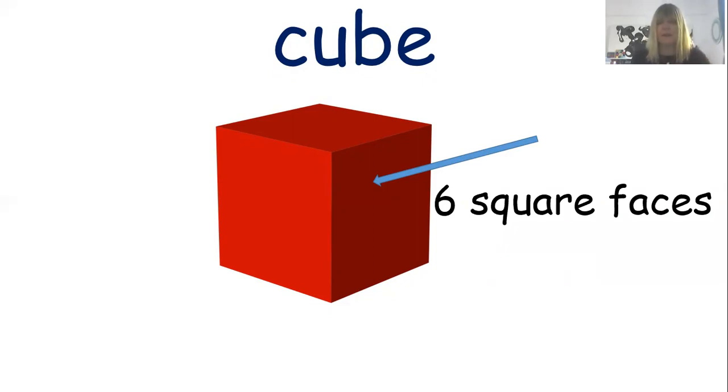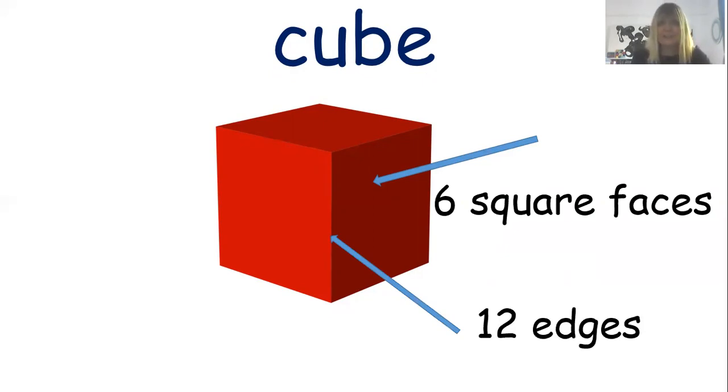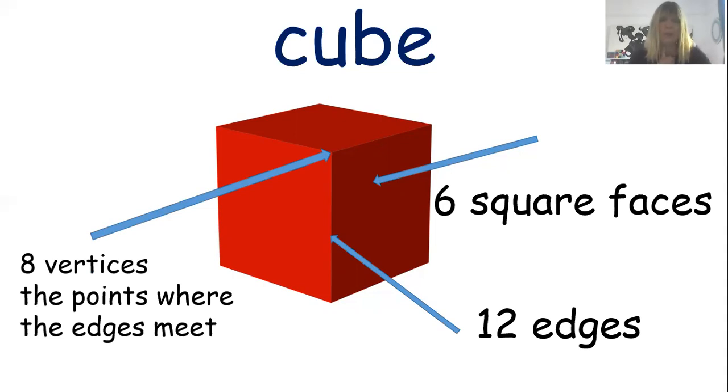It also has edges, and quite a lot of them. Not 6, 7, 8, 9, 10 or 11, but 12 edges. It also has the vertices, which we now know are the points where the straight edges meet. And our vertices are there, and all the other corners, and there are 8 of them on a cube.